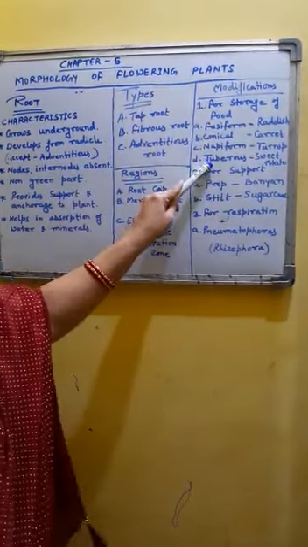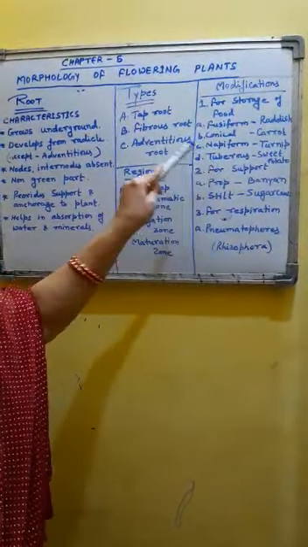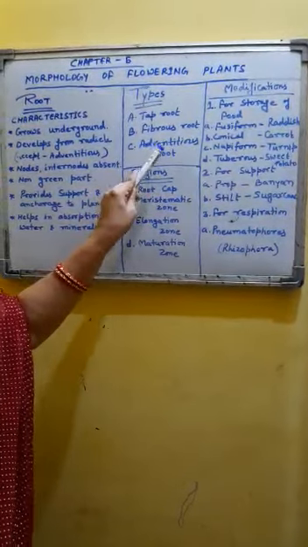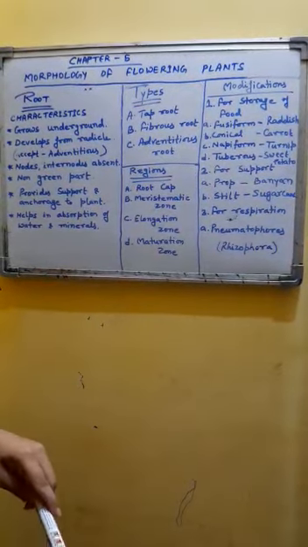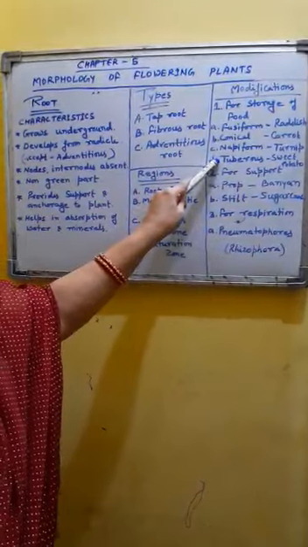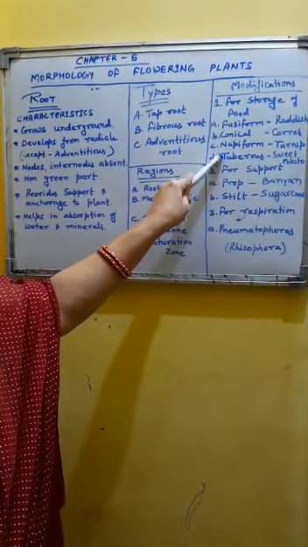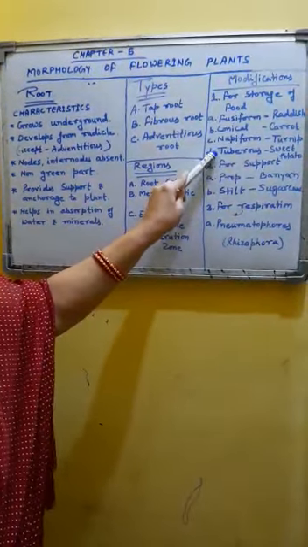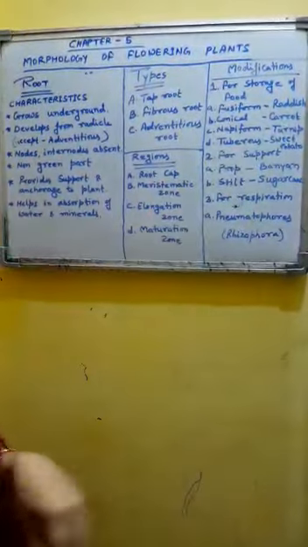The fourth one, that is tuberous, is an example of adventitious root. In this case, the root becomes irregular in shape, sometimes cylindrical, sometimes oval. So it is irregular in shape. An example is sweet potato.